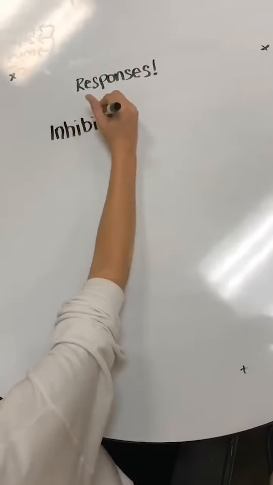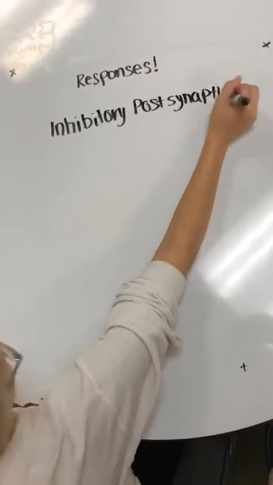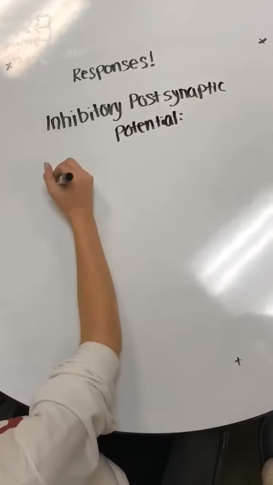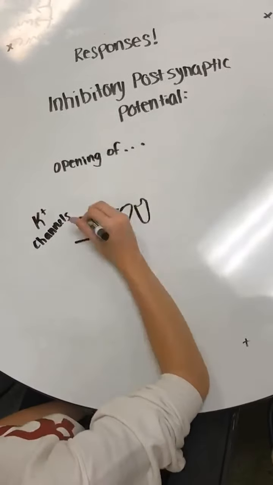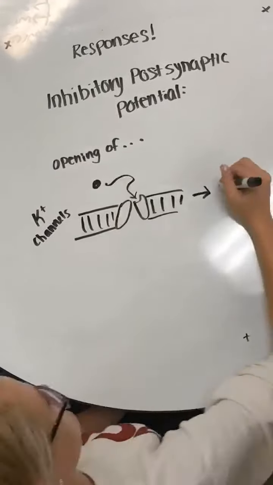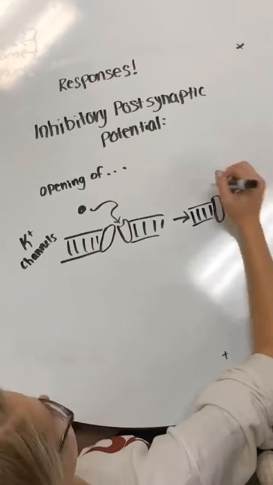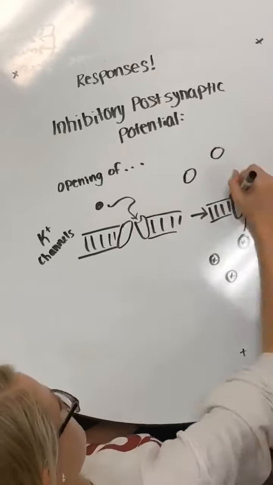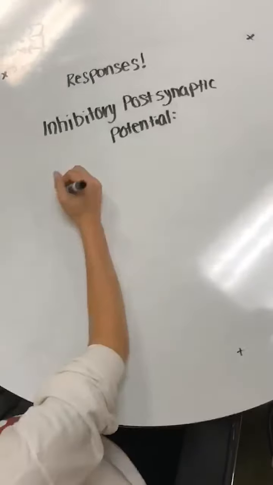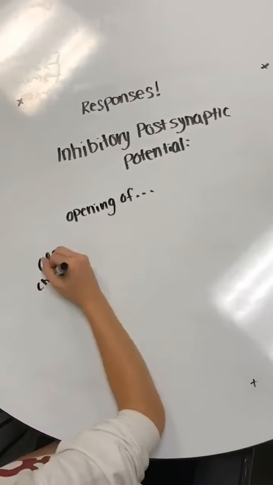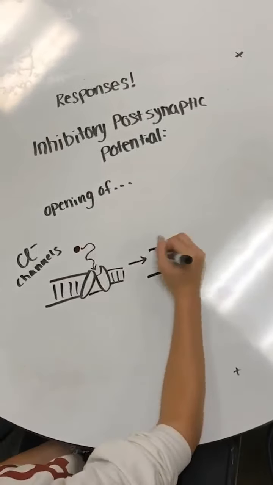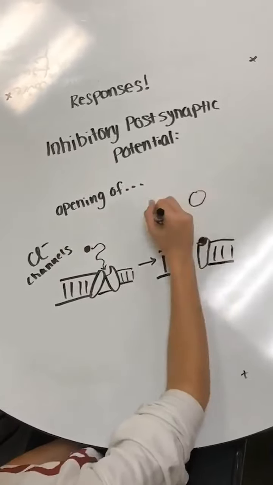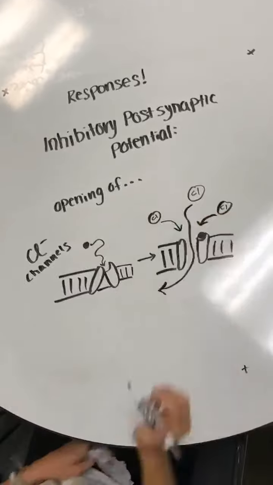Next, the inhibitory postsynaptic potential, or IPSP, is produced by the opening of chlorine or potassium channels via a neurotransmitter. Now, when the potassium channels open, potassium exits the cell, making the inside more negative. When chlorine channels are opened, chlorine enters the cell, causing it to become again more negative, hence inhibitory response.